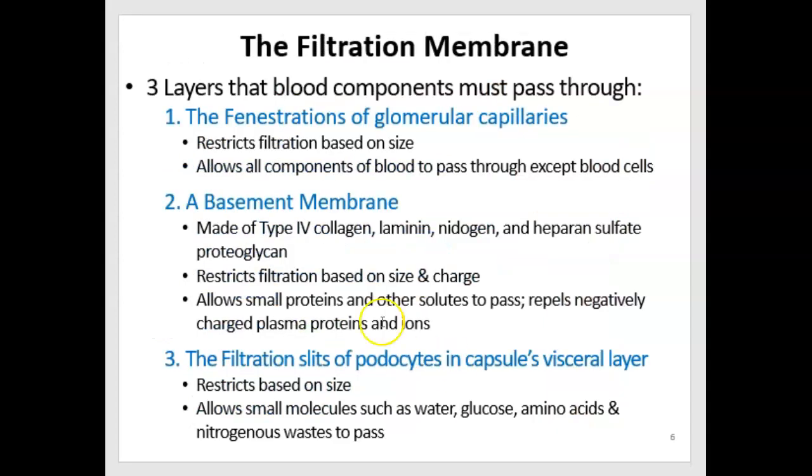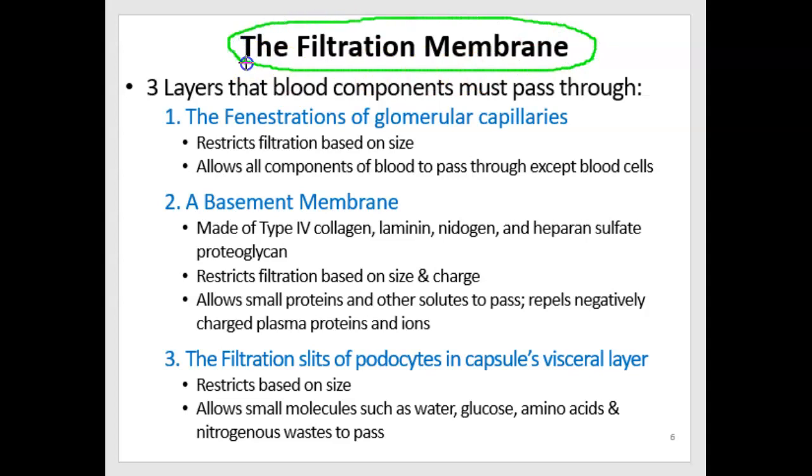Now we're going to focus mainly on filtration. And the first topic, in talking about how filtration works, is to examine the structure of the filtration membrane. What has to be passed or crossed to get into the nephron? There's three different layers or components of this membrane that blood components have to pass across to get into the nephron. First, of course, they have to get out of the capillary network, the glomerular capillaries, and they use the fenestrations to do that typically.